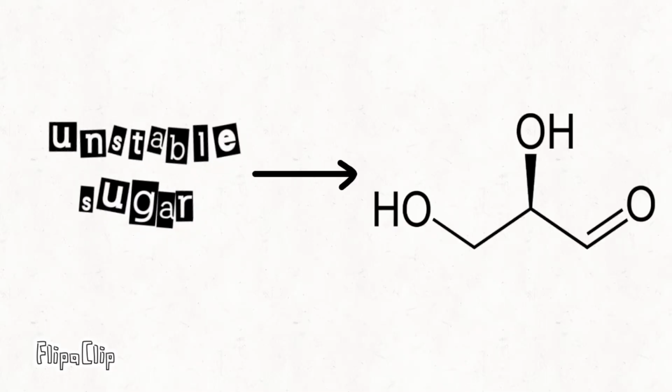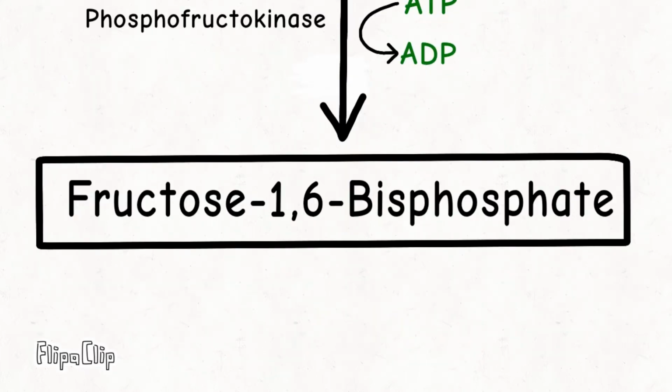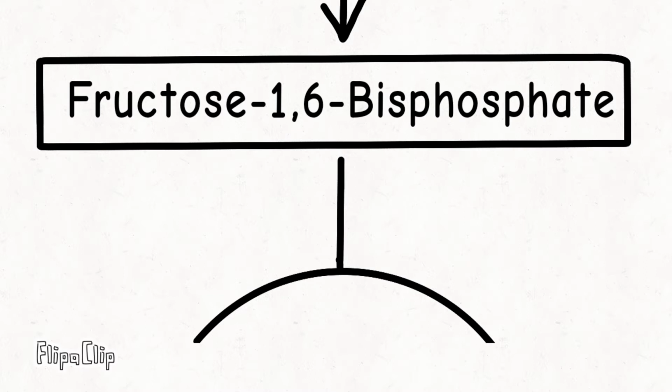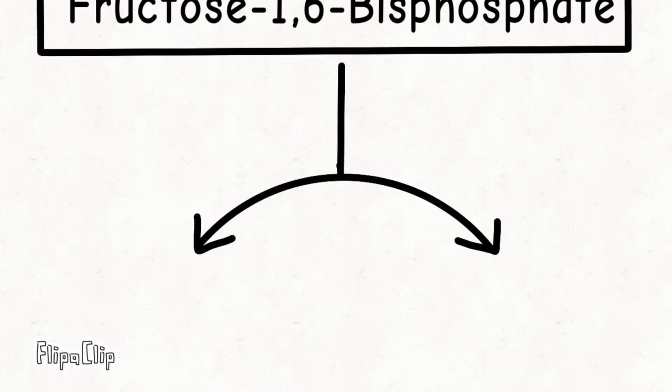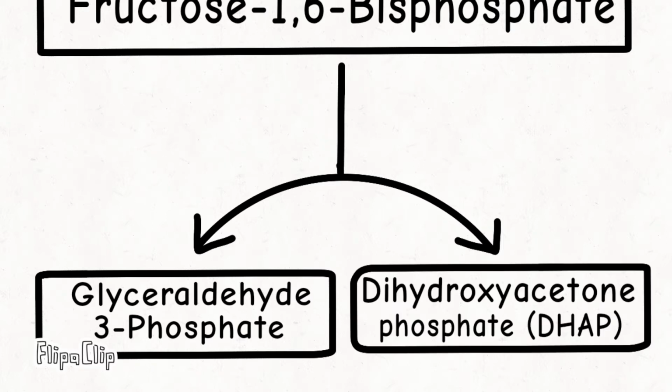The 3-carbon sugars formed when the unstable sugar breaks down are different from each other. Only one, glyceraldehyde 3-phosphate, can enter the following step. However, the unfavorable sugar DHAP can easily be converted into the favorable one.